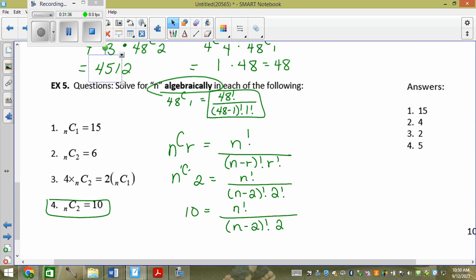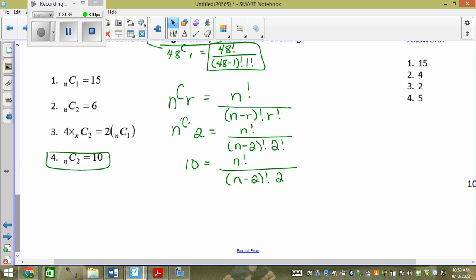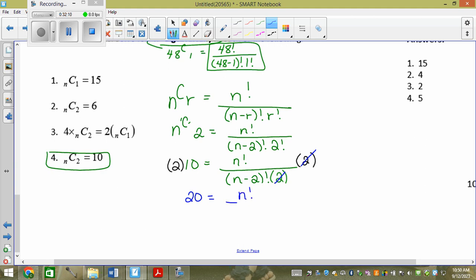I want to get rid of that 2 because it's just sitting there and causing me problems. If you want, you can put it in a bracket. How can I get rid of the 2 down there? Multiply it. Yes, because it's a division. It's in the denominator, so it's a division. So I can multiply by 2, which cancels it here. But if I do one side, I have to do the other. That's what you do with equal signs. So I get 20 equals n factorial over (n minus 2) factorial.